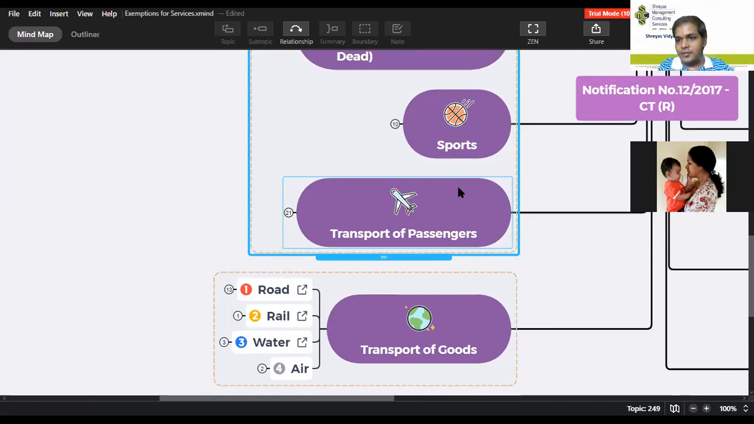Let's go through this. And then we will get confused with the polls because people will start using transport of goods exemption for transport of passengers and vice versa. So that confusion is what we want. The more confusions we are having, the better clarity we will get.